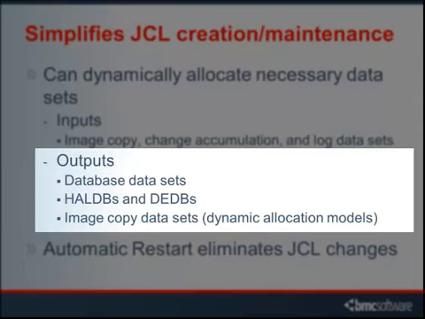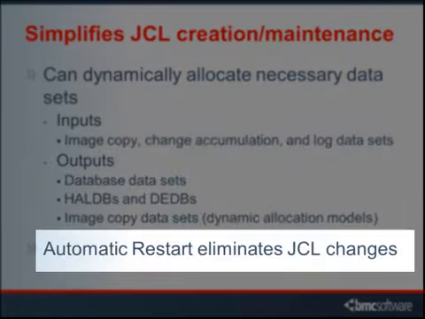The recovery utility can dynamically allocate the optional output image copy datasets using information you specify about the dataset name, unit type, and retention period. With the automatic restart feature, no JCL or control statement changes are needed for you to resubmit a recovery job step after one or more recovery tasks failed during the previous execution.